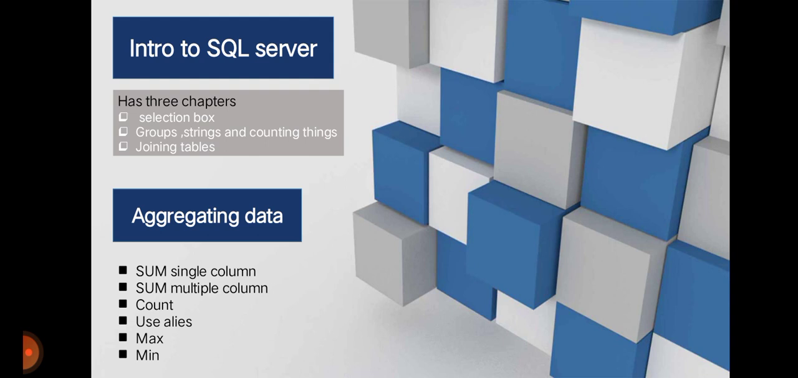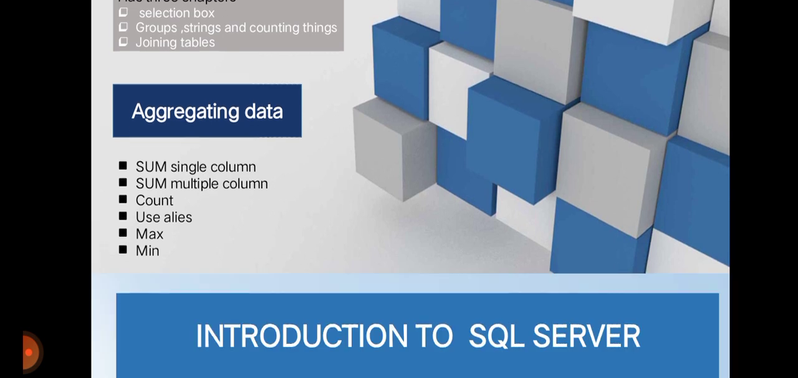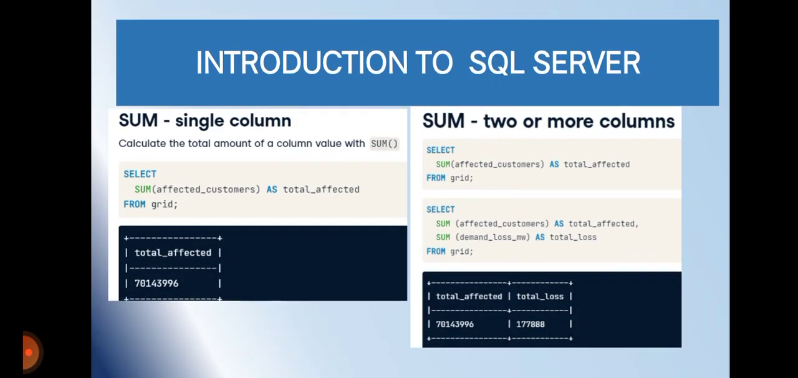So the first is aggregating data. To start understanding a new data set, it's common to count the number of observations and summarize any numeric columns it contains. In aggregating data, we will learn how to perform this using SQL examples with the grid database. We will learn how to sum a single column, how to sum multiple columns, how to count, how to use arrays, how to min and max the tables. So starting with how to sum a single column.